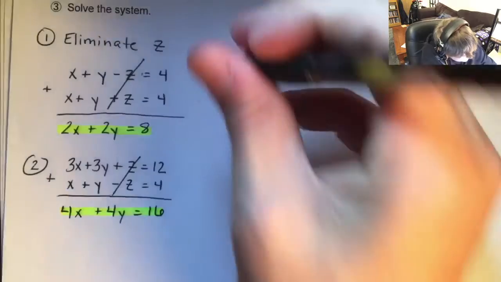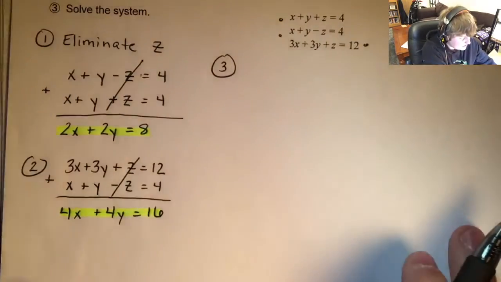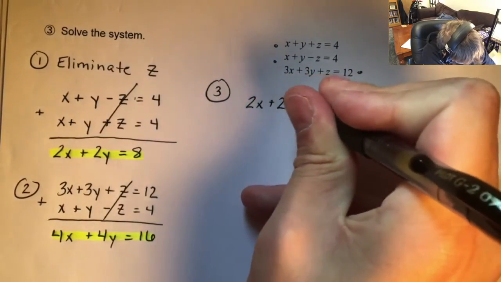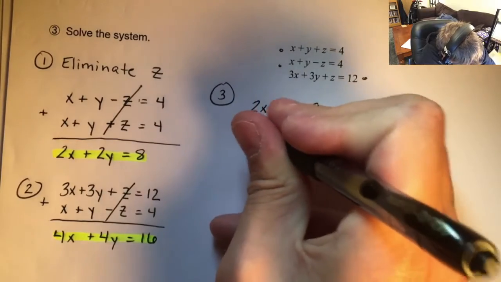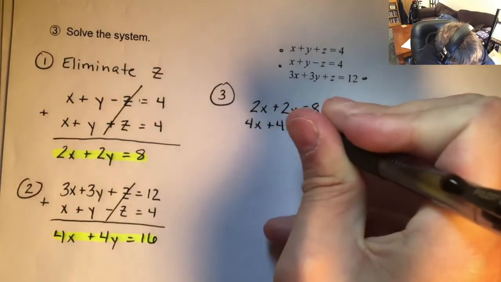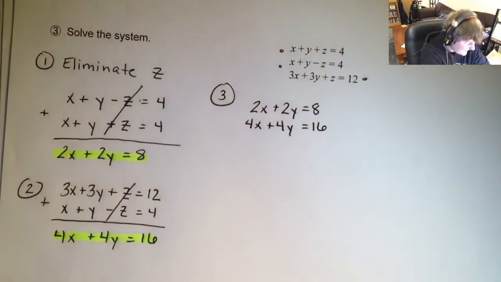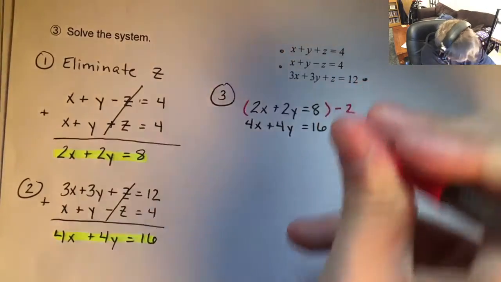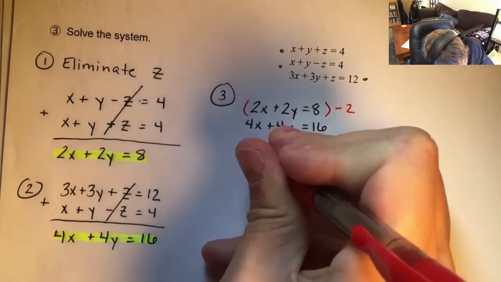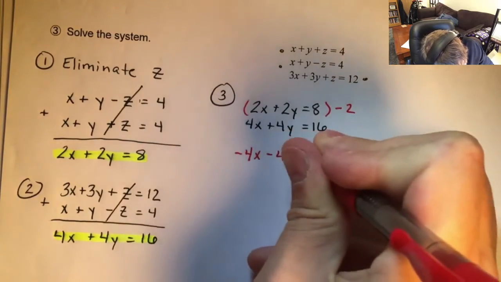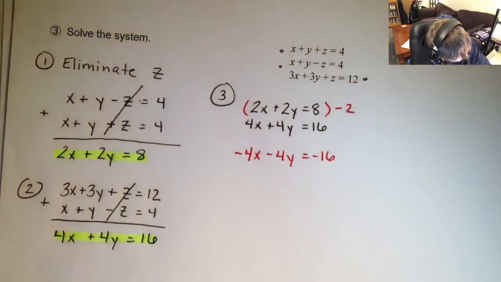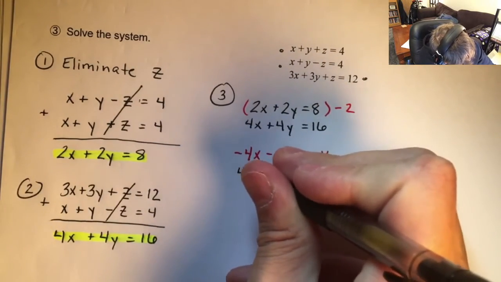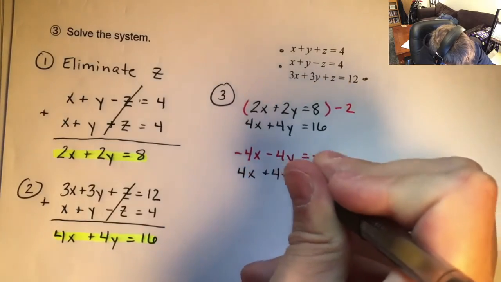All right, so then we can move on to the next step, which is we're going to use the two highlighted equations. So 2x plus 2y is equal to 8, and 4x plus 4y is equal to 16. Okay, I want to create, let's say, opposites in the x's. So I'm going to multiply by -2. So I'm going to get negative 4x minus 4y is equal to negative 16. And here we're going to get 4x plus 4y is equal to positive 16.